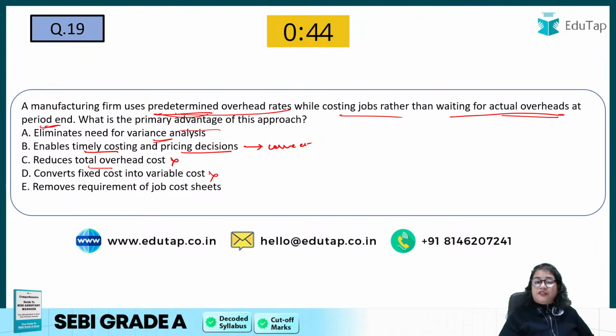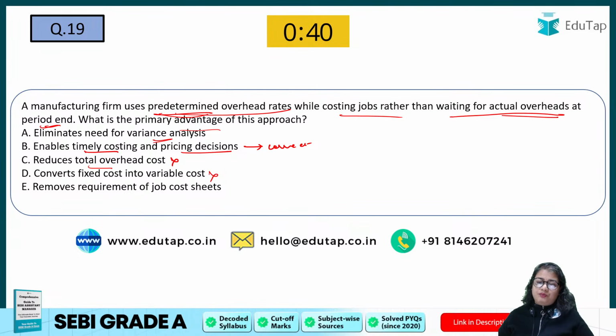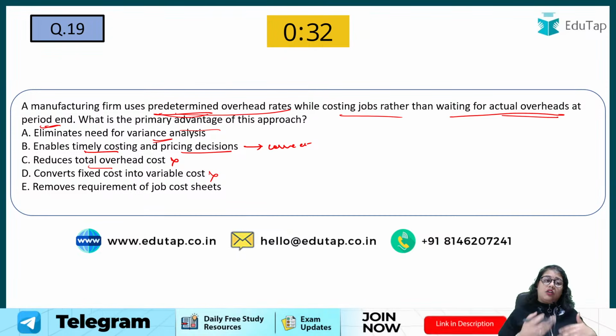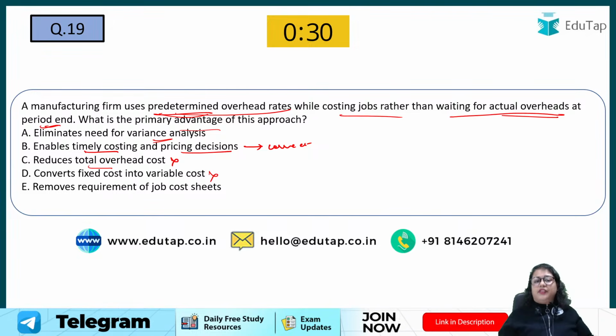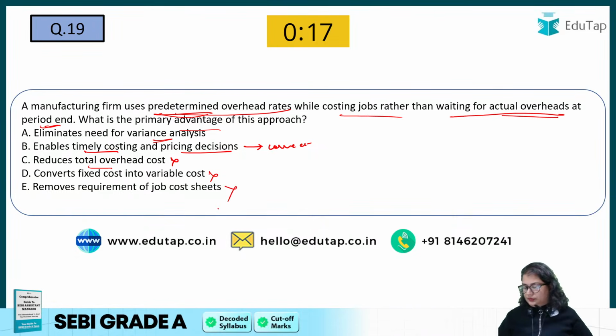Why will we not make any sheets here? Of course we will make different cost sheets for our different products to understand what will be the actual cost. Then we'll do the variance analysis: we used a pre-planned cost, then we calculate the actual, then we'll find out the variance. So the requirement of job cost sheets will not be removed. So this is also incorrect.